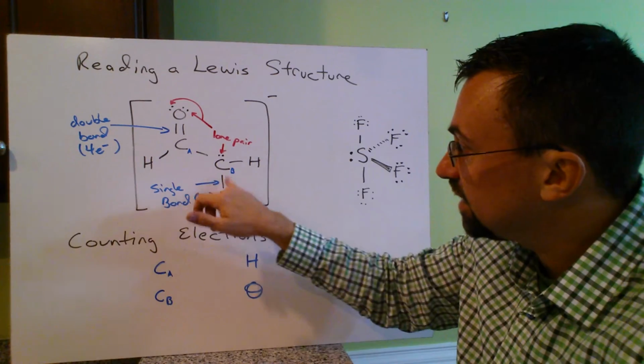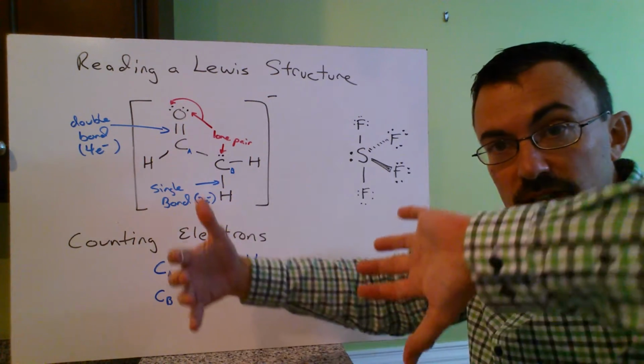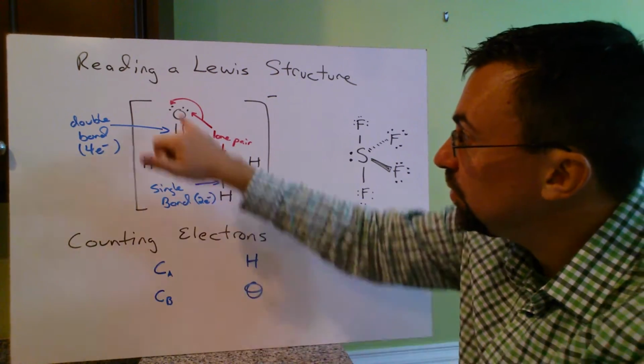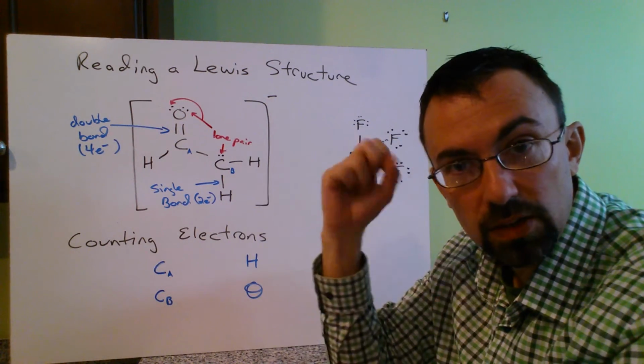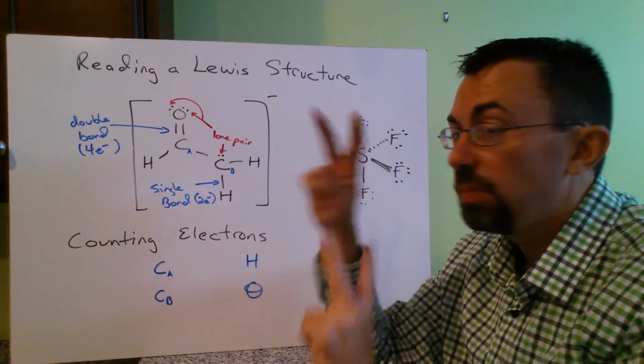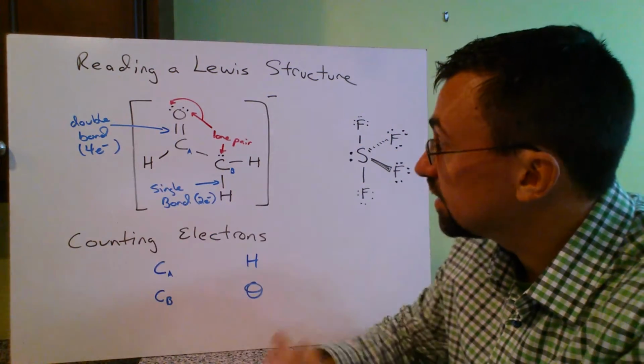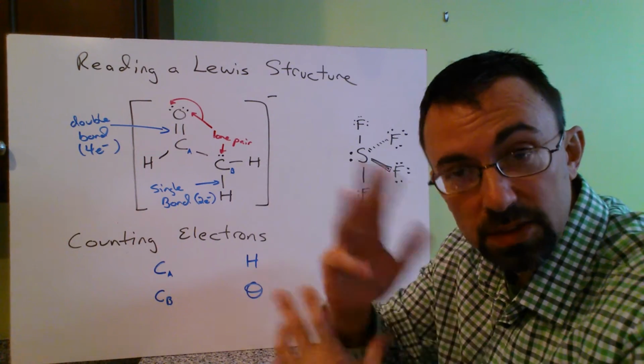A single line is a single bond. And again, it's electron sharing. One electron from A, one electron from B, so that's 2 electrons. Two lines represents a double bond, a bond order of 2. And it's 2 pairs of electrons for a total of 4. So 2 and 2, we get 4 electrons in a double bond. If you had a triple bond, that would be 3 lines. That would be 6 electrons.